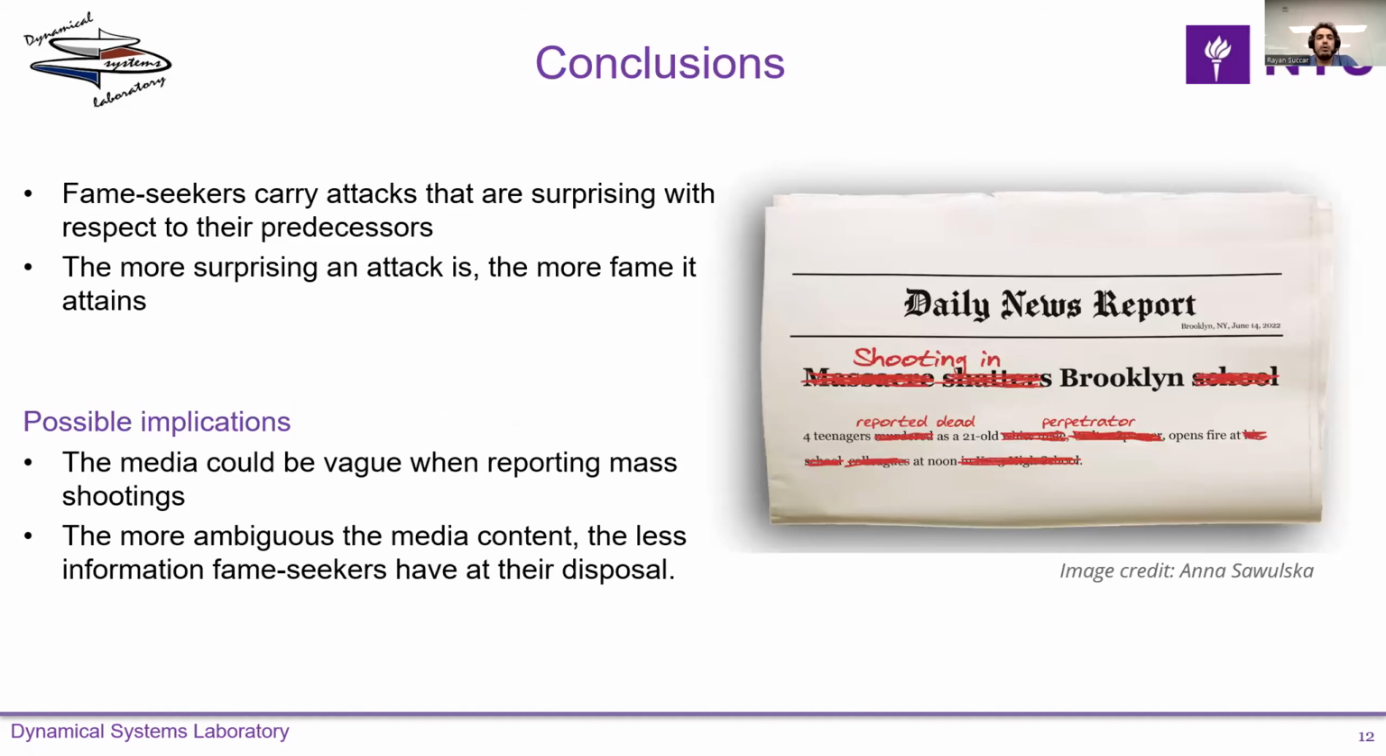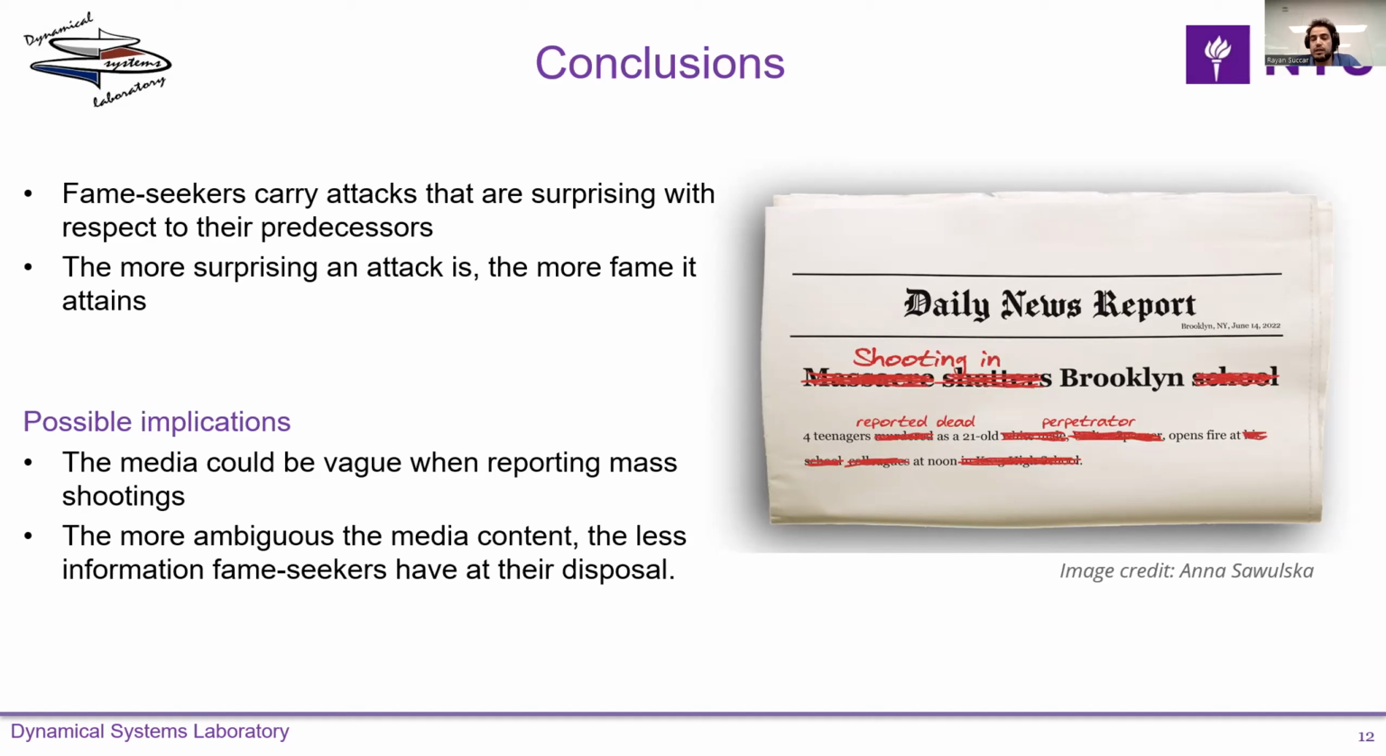In summary, we discovered two main claims in this work. First of all, fame seekers carry out attacks that are surprising with respect to their predecessors. They are different in their attacks. Second, the more surprising an attack is, the more fame it attains. And what are some possible implications of that? We propose that the media should be a little bit vague when reporting these incidents, because the more ambiguous the media content, the less information fame seekers have at their disposal to plan their next attack.